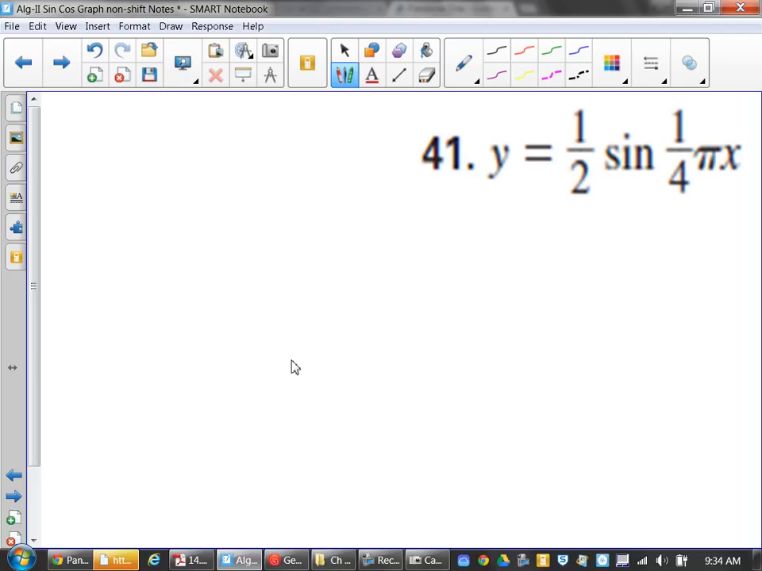Now, when I start these problems out, you probably picked this up from the video. Label everything you know. What's your A value? What's your B value? Therefore, you can figure out your amplitude and your period. A is 1/2. Your B is pi over 4. Which means my amplitude is 1/2. My period is going to be 2 pi divided by pi over 4, which is 8. So from there, I now know everything that I need to know to graph this.